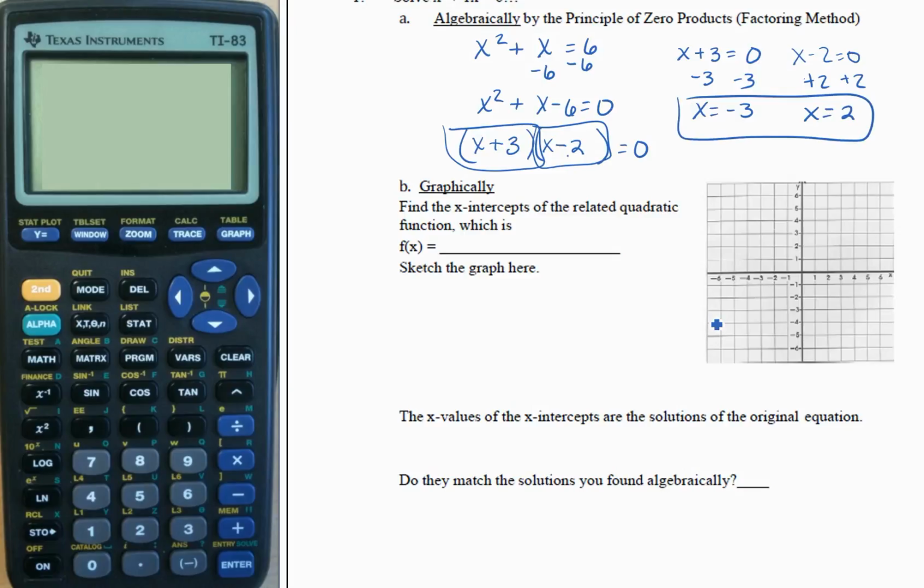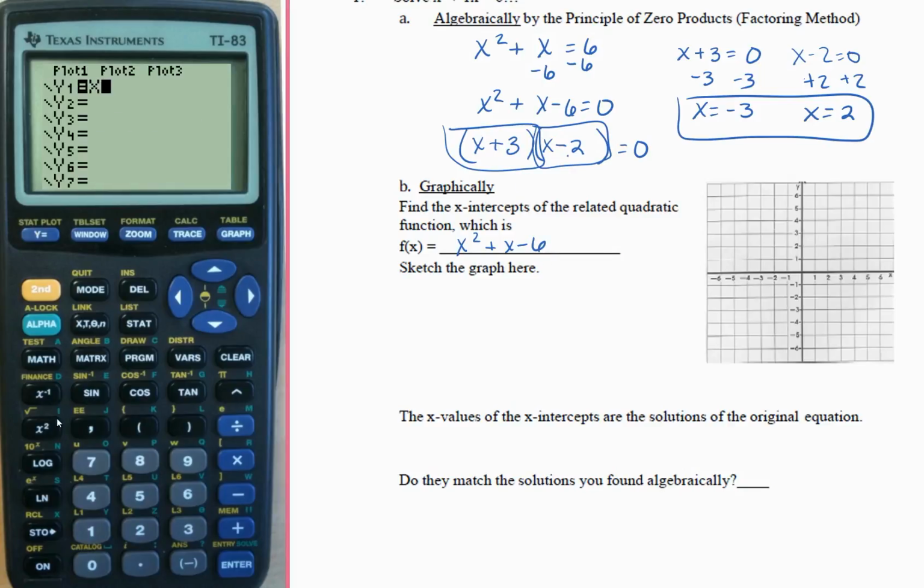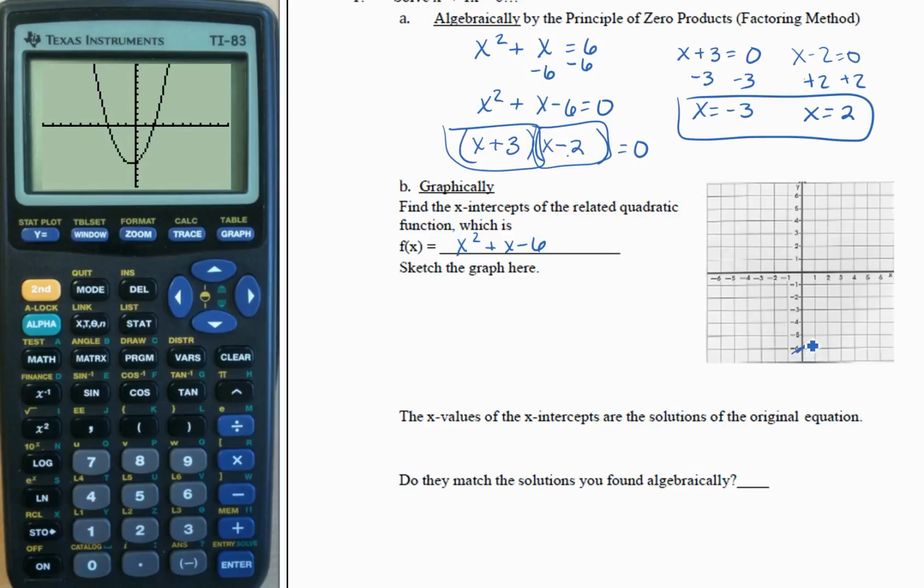Okay, now we want to look at the x-intercepts of the quadratic function. So the related quadratic function here is going to be x squared plus x minus 6. So we're going to put that in our calculator. We can look at the graph. Now it's crossing here at -6. So we get a graph that looks like this, and we can see that it's crossing the x-axis at 2 and -3.